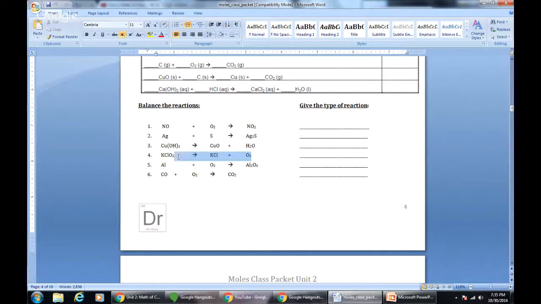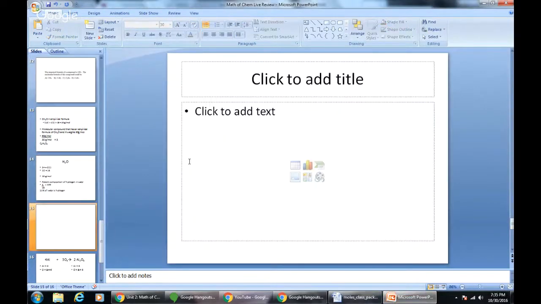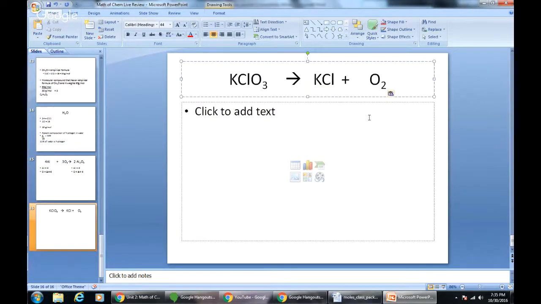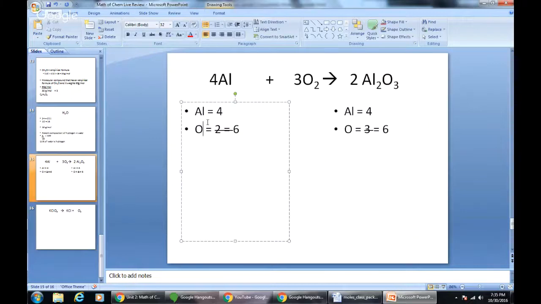All right, so let's try another balance. Let's try KClO3 becomes potassium chloride and oxygen gas. All right, here it is. So let me do this again.